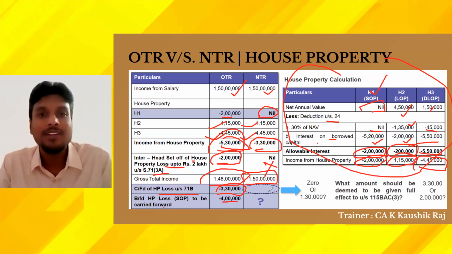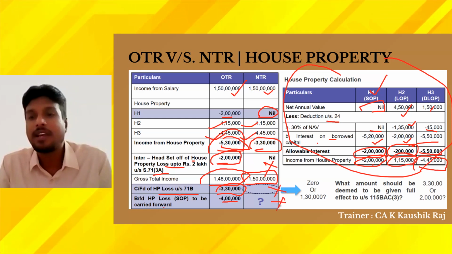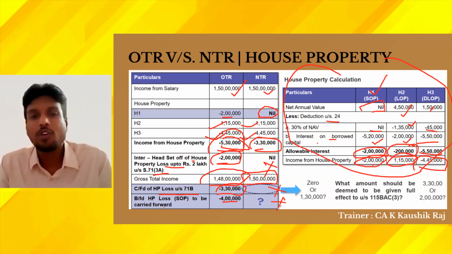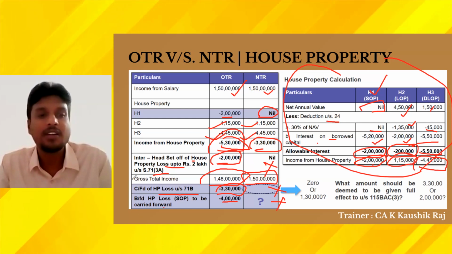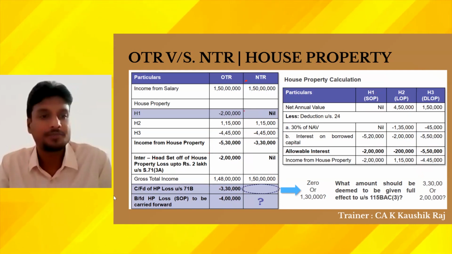But in the new tax regime, this is not allowed. This is not allowed. Thereby, which is going to be beneficial? So the beneficial regime is going to be old tax regime under the house property if you have losses.